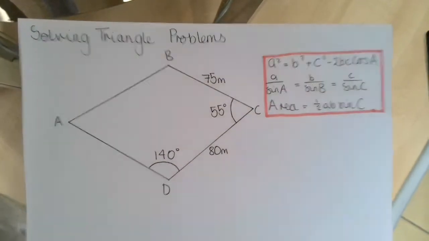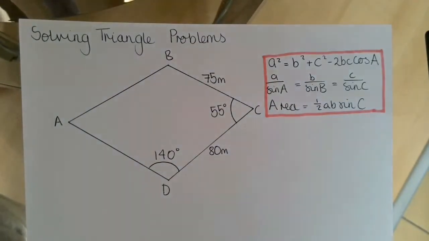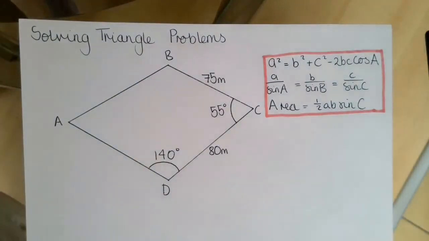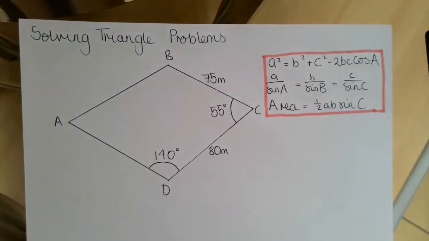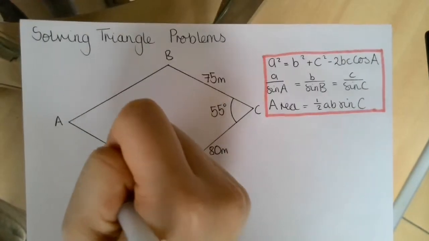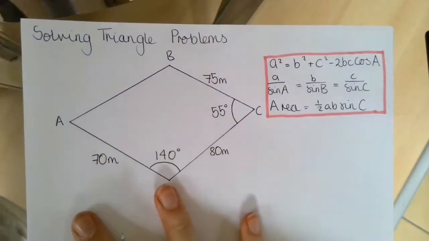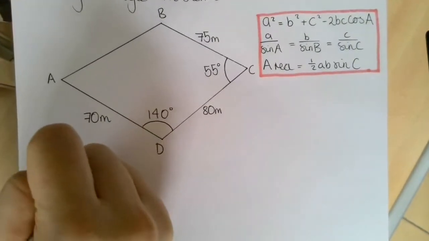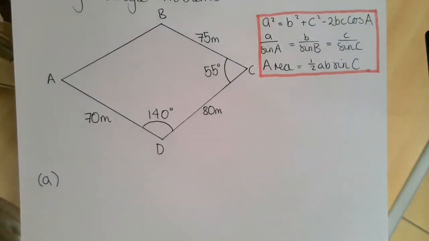So we are told that A is minimum distance from D. And we are also told that they need to be at least 70 metres apart. So AD must be 70 metres. I'm just going to add that to my diagram before I even start part A. So part A, we want to find the distance from A to B.